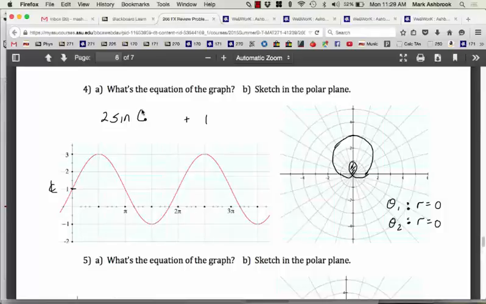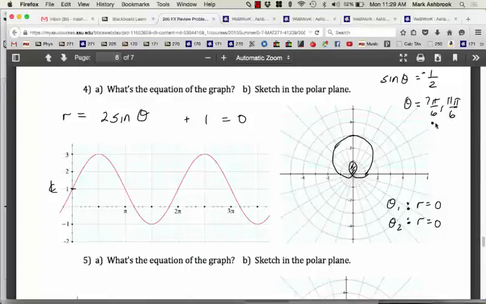All right, so is this 2 sine plus 1? Yeah. We want to know where that equals 0. So we're saying sine theta equals -1/2, and there are 2 places, in the third and fourth quadrants. It's going to be at 7 pi over 6 and 11 pi over 6. So that's going to be our theta 1, and that's going to be our theta 2. That's cool.